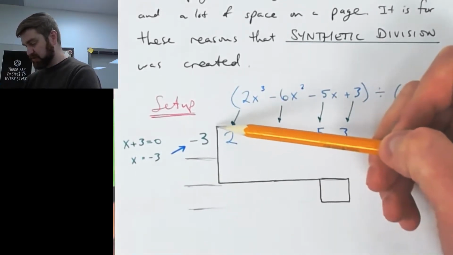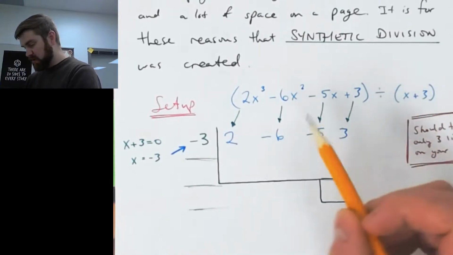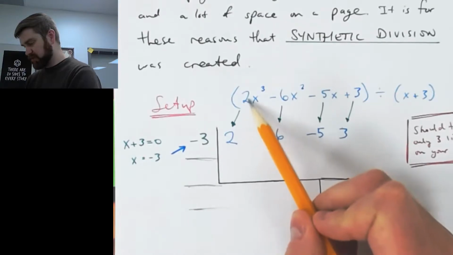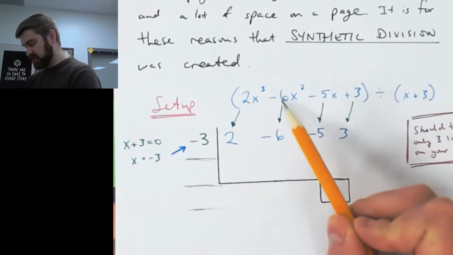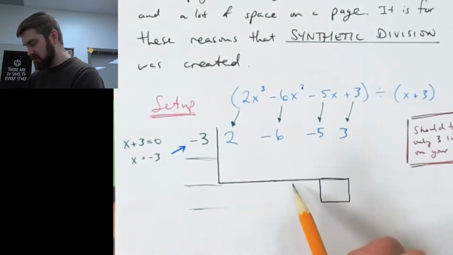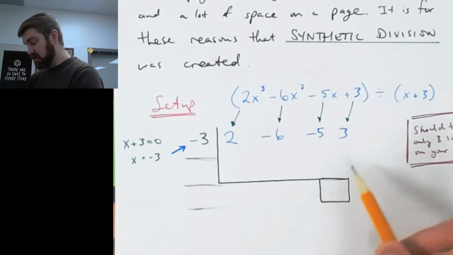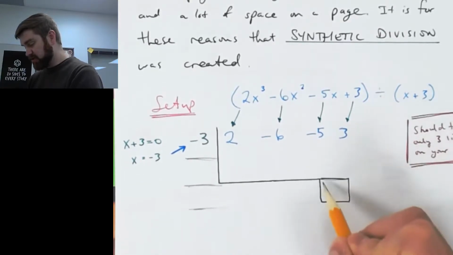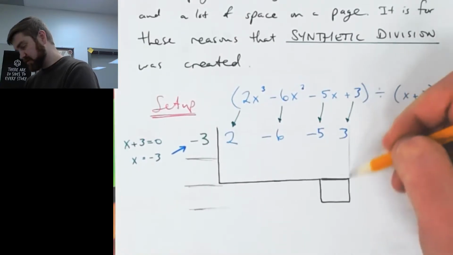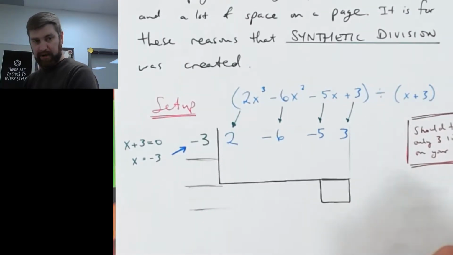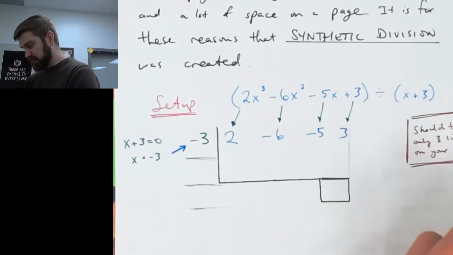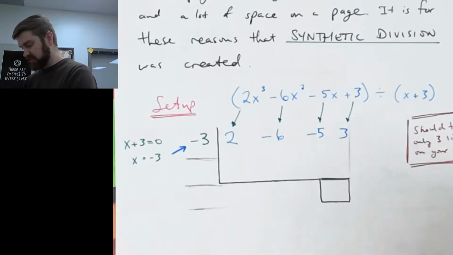Once we do the vertical line over, we now have to put in the coefficients of our numerator. So we put in the 2, the negative 6, the negative 5, and the positive 3. If the bottom part here didn't go far enough over, once you put the 3 in, make sure you come across far enough that it stops just after the 3. Create a little box vertically below the 3, and that's where your remainder will sit.